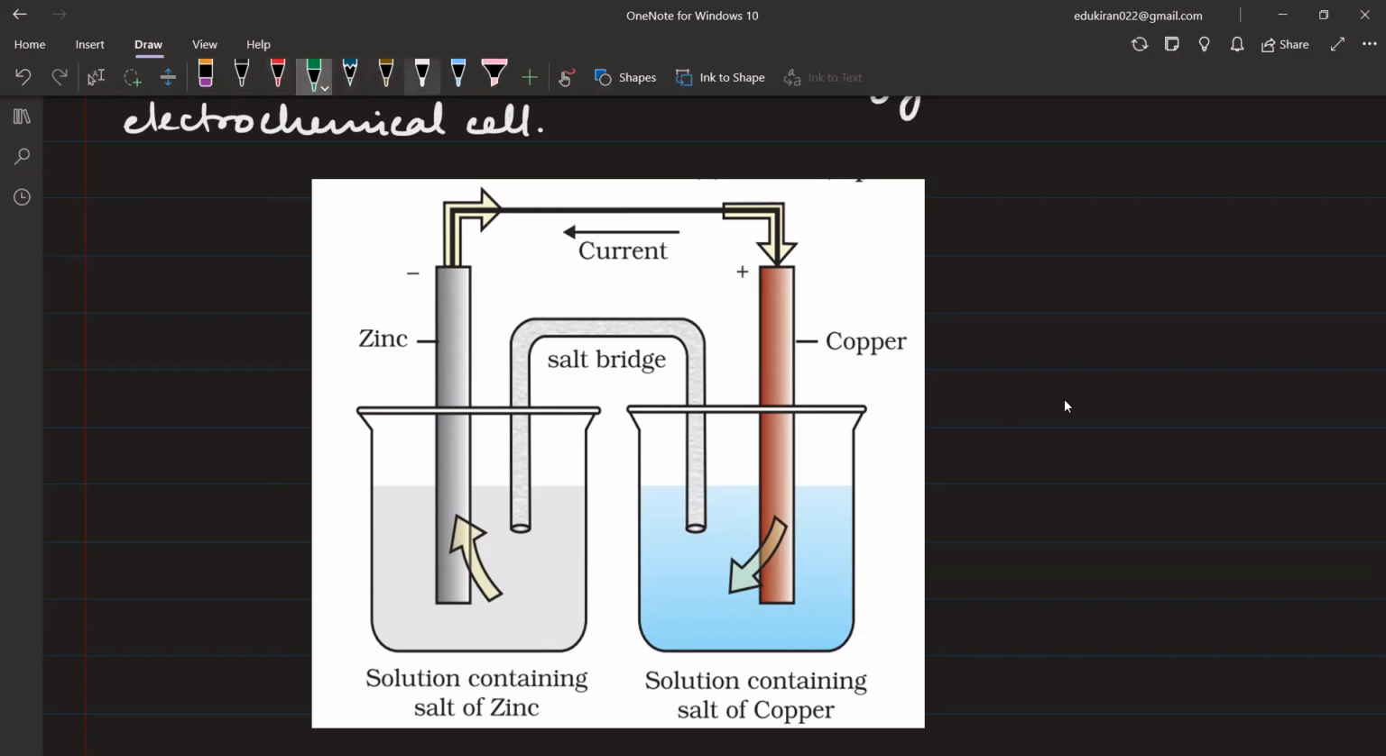Okay, you can write here that here we have ZnSO4 and here we have CuSO4.